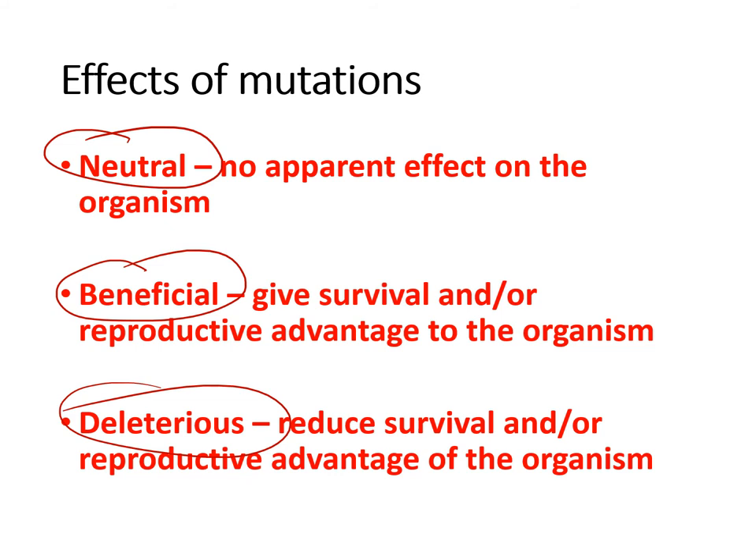And the last possible outcome is the usual outcome of a mutation. Okay, the one that nobody wants, but it's the one that is the likely outcome. And that is a deleterious effect. So this will reduce the survival chance or the reproductive advantage of the individual, and it's going to have a negative impact on the organism. So cancer, for example, would be a deleterious mutation.